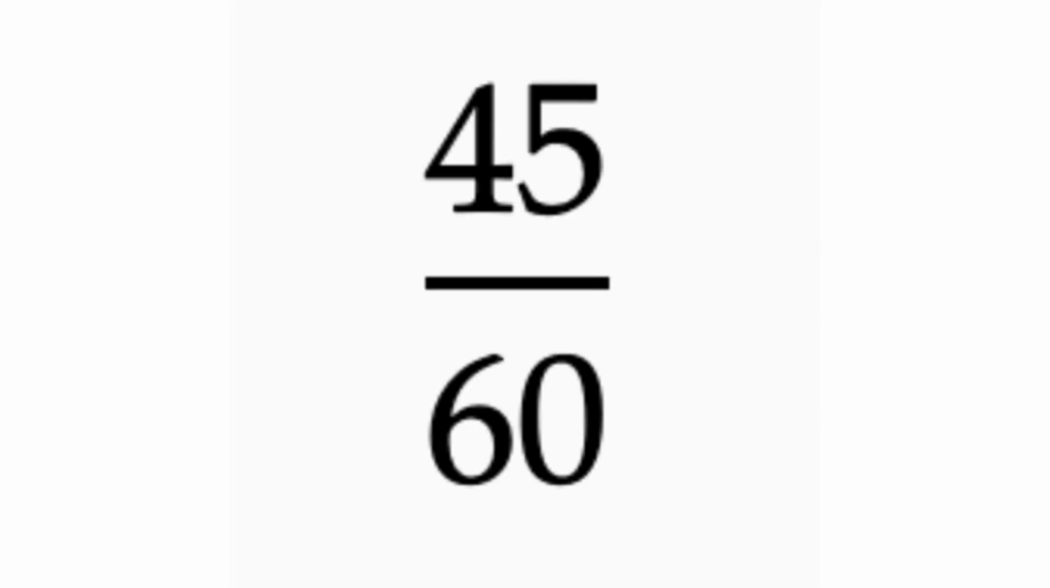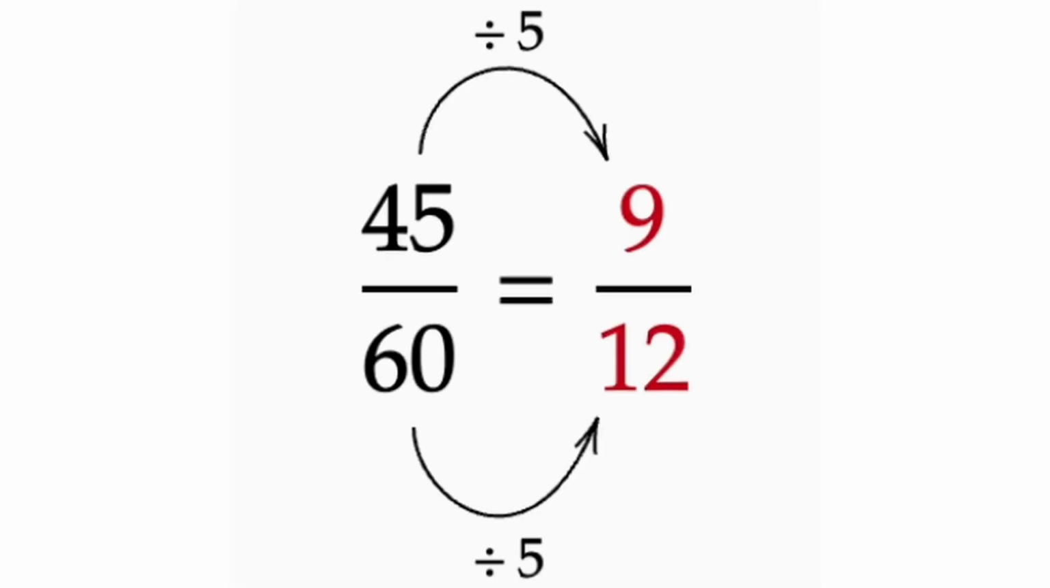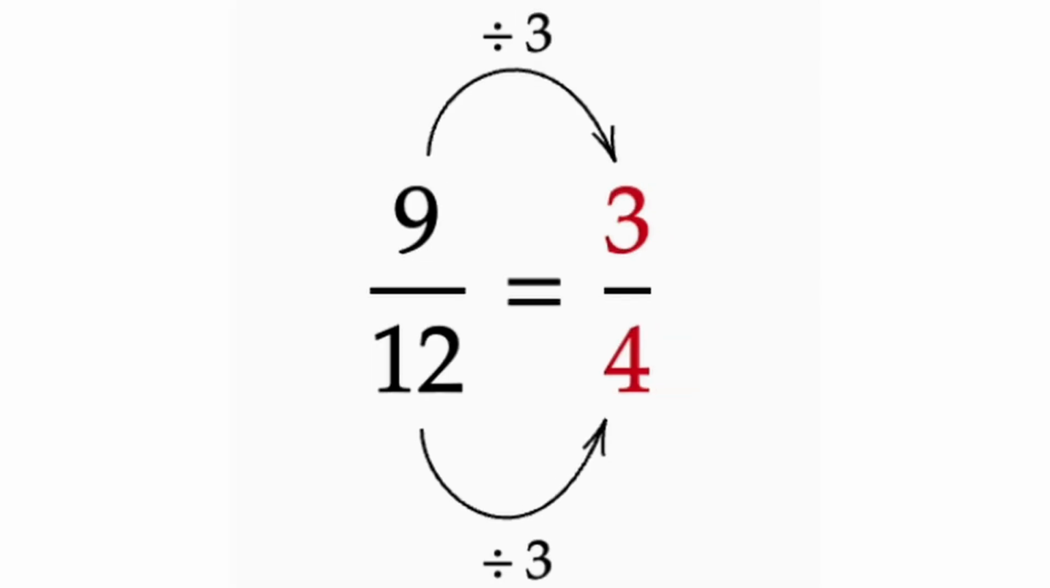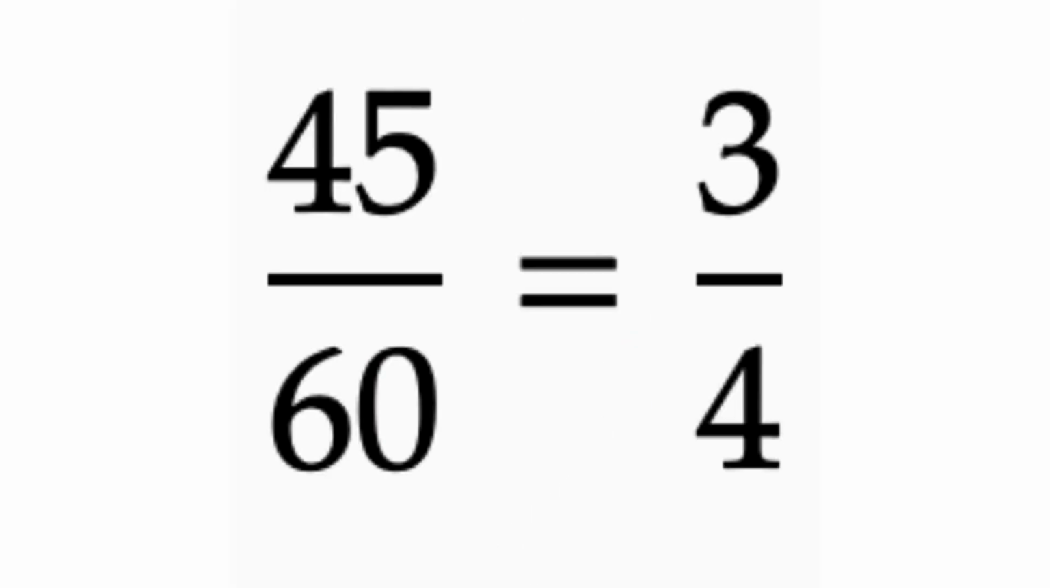To simplify 45 over 60, I would start by dividing both the numerator and the denominator by 5. So 45 divided by 5 is 9, 60 divided by 5 is 12. And we know that that's an equivalent fraction because we're doing the same thing to the numerator as we're doing to the denominator, so the ratio is still constant. But 9 over 12 isn't in its simplest form yet. You can divide them both by 3. 9 divided by 3 is 3, and 12 divided by 3 is 4. Is that in its simplest form? Yes. Therefore, we know that 45 over 60 is equal to 3/4.